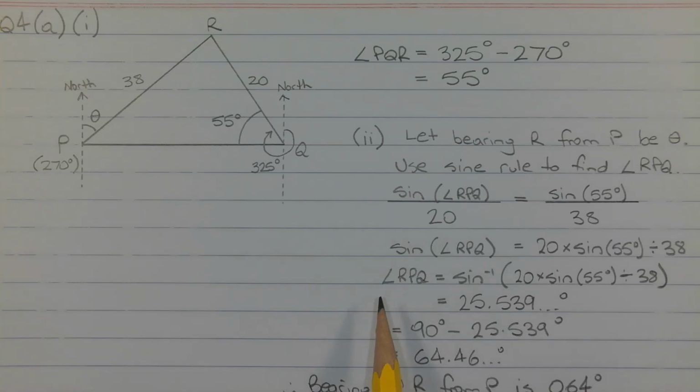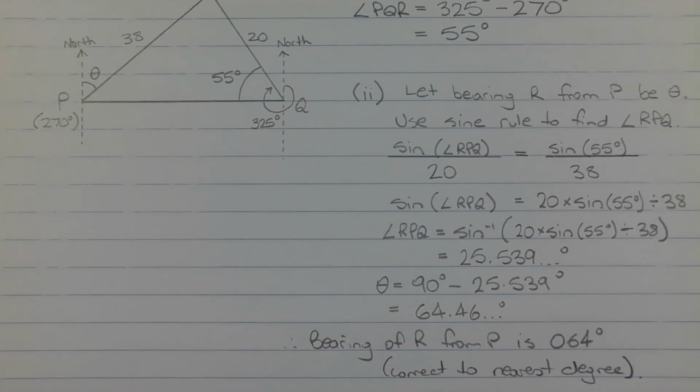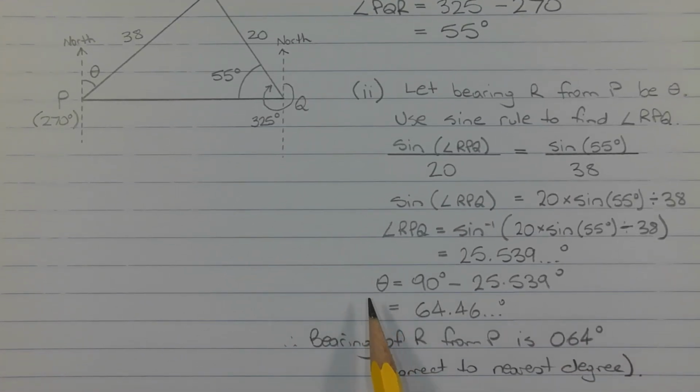Now to make angle RPQ the subject, we take the inverse sine, using shift sine on the calculator. We take the inverse sine of the right hand side. So angle RPQ is equal to inverse sine of 20 times sine 55 degrees divided by 38 in brackets. And that gives us 25.539 and so on degrees. Now theta is equal to 90 degrees minus 25.539 degrees, which gives us 64.46 degrees.